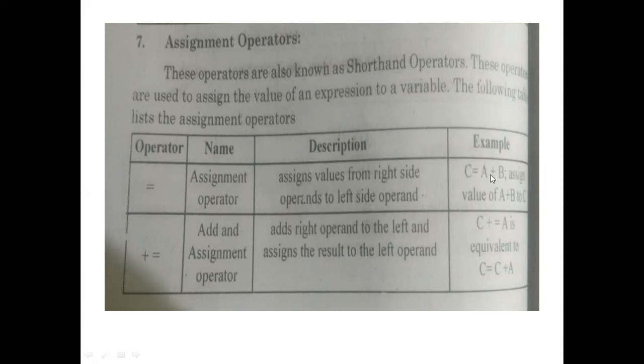That means the value of a and b will be added, evaluated, and its value will be assigned to c by using this assignment operator. Plus equal to is the add and assignment operator. So you can write c plus equal to a, that means it is equivalent to c is equal to c plus a. So you can write it using this plus equal to operator.